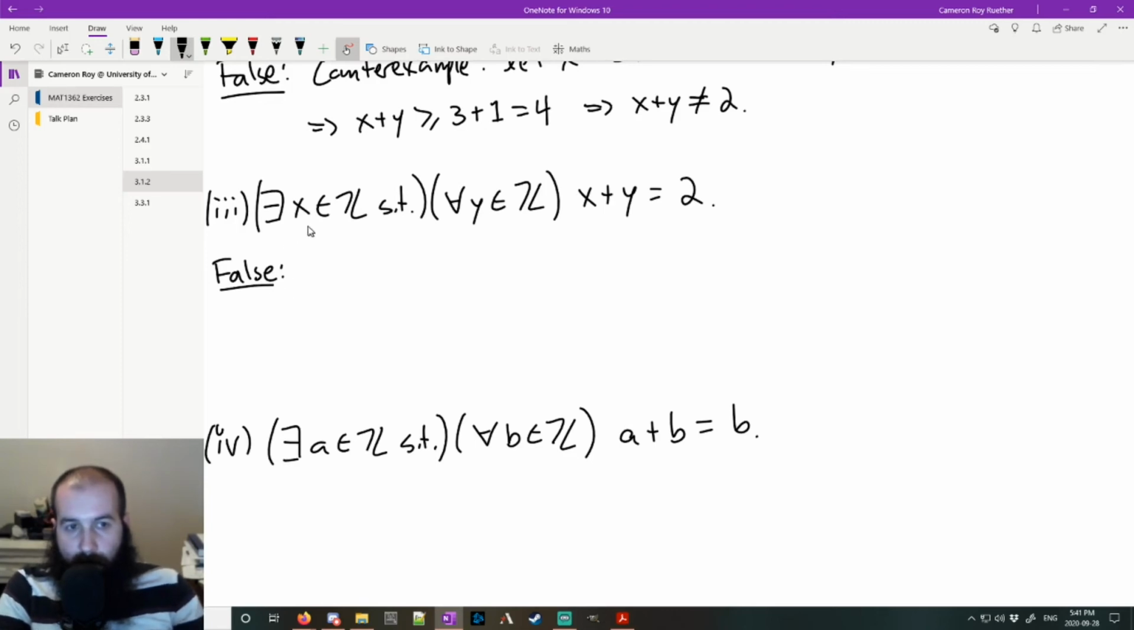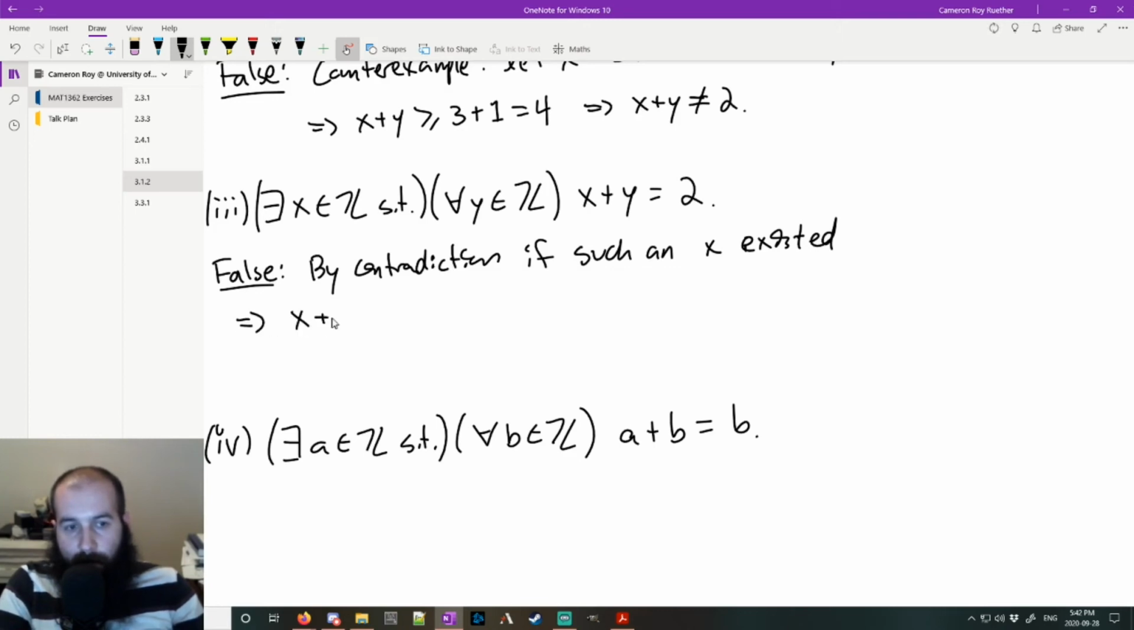If this were true, it would mean that there is one natural number x, such that x plus anything is 2. So by contradiction, if such an x existed, then x plus anything would be 2. So in particular, x plus 0 would be equal to 2, and x plus 1 would be equal to 2. But x plus 0 is just equal to x, so this means that x is 2.